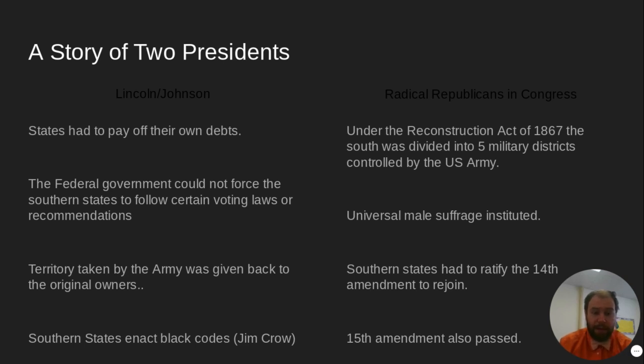Army. They instituted universal male suffrage, so all men, regardless of race, could vote. Southern states had to ratify the 14th Amendment to rejoin the Union, and then they were also forced to pass the 15th Amendment as well. These were amendments made to establish who was a citizen and to protect voting rights. So they were basically saying that you have to allow these people, whether they were slaves or not, whether they're black or not, to vote, and they need to be full citizens, or else we're not going to allow you back into our country.